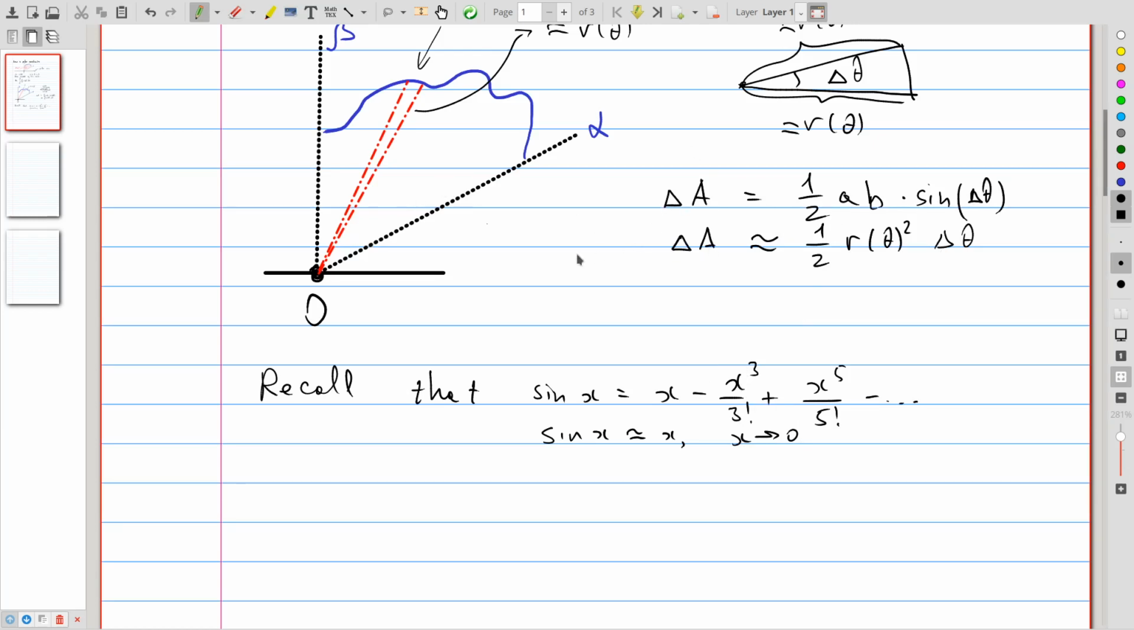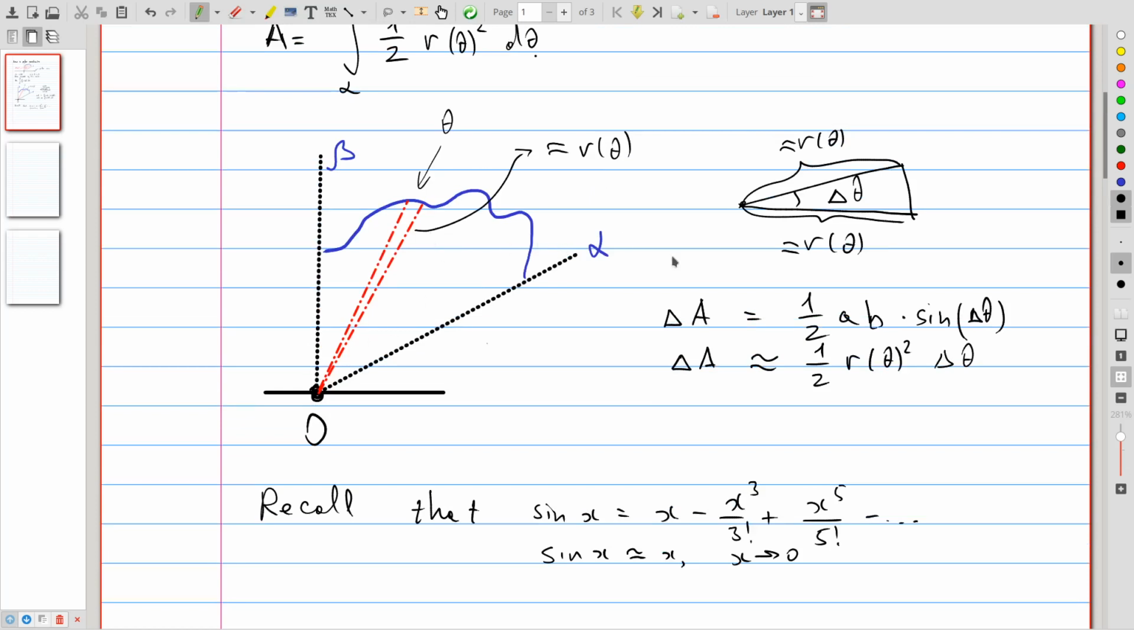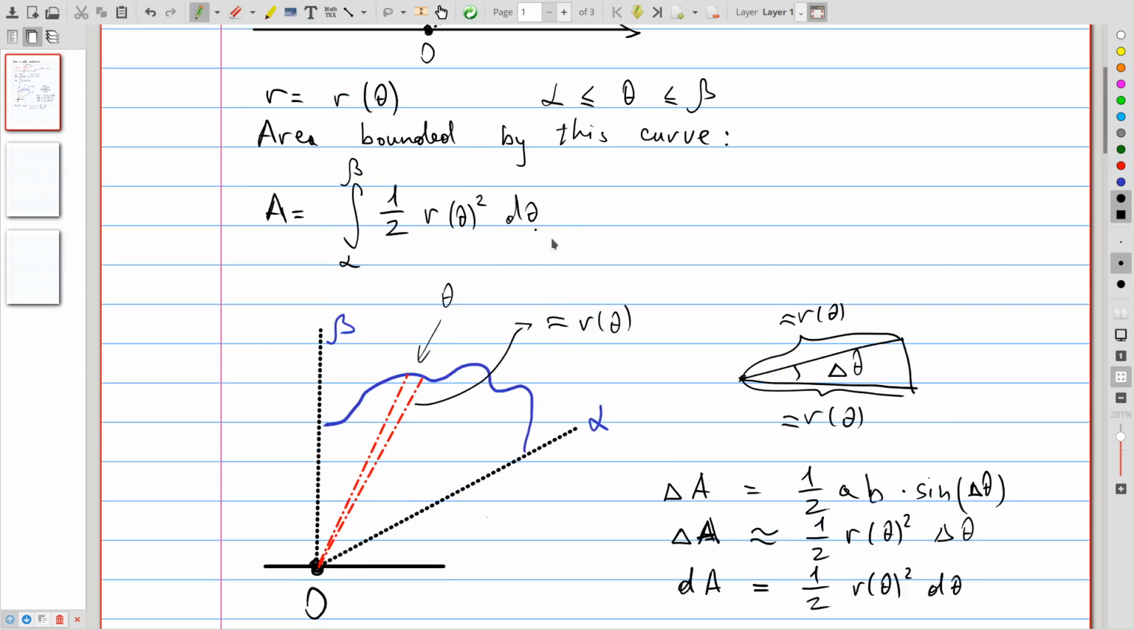And so in here we have the delta A, the increment of this area on the left is given by 1/2 r of theta squared delta theta. And when delta theta goes to 0, when we refine our partition, we get the differential of area is exactly 1/2 r of theta squared d theta. And so that's precisely what we're integrating in this expression over here. So that's effectively the justification for this formula.